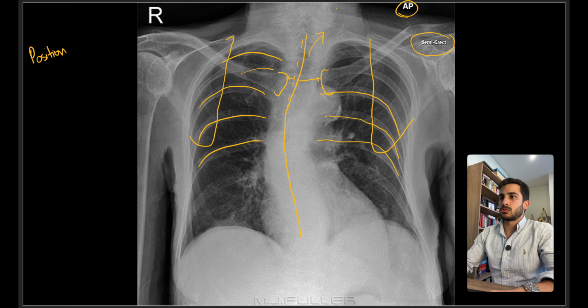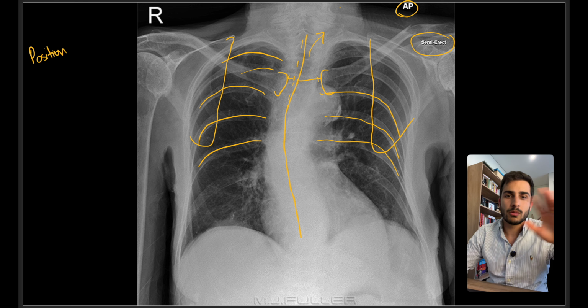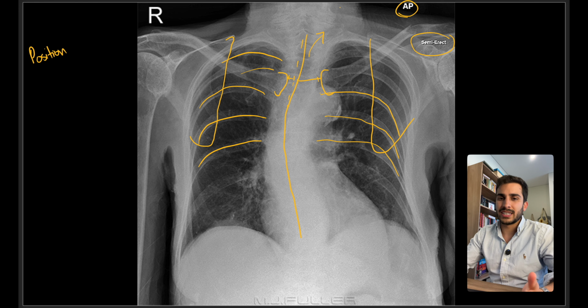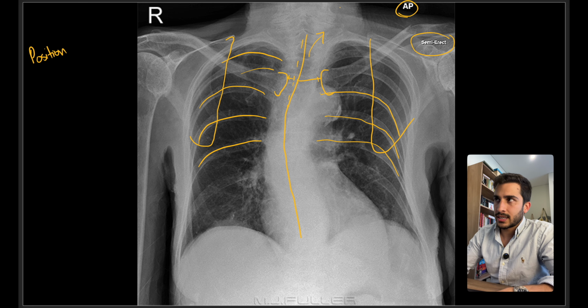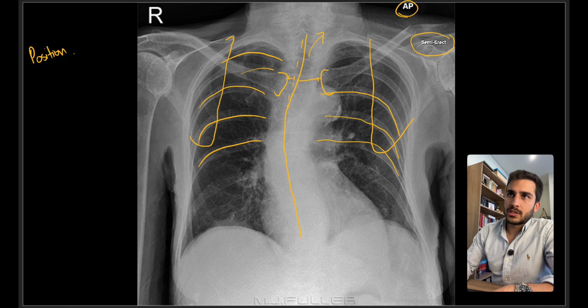And this usually just tells you about the situation of the patient. Maybe they were in ICU, maybe they're not well enough to come down to the x-ray room, whatever it is. So usually we can excuse the scapula not being rolled forward if we see that they've done it in the AP and semi-erect position. So that's the positioning done. Not ideal, but it is what it is.